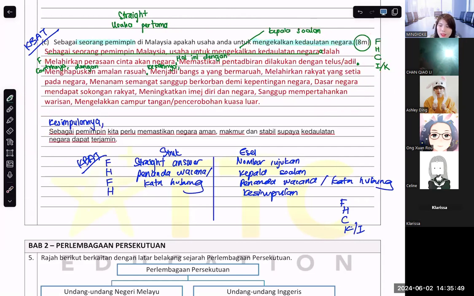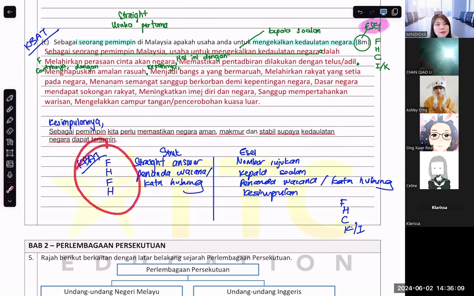Hello guys, you see? Essay 1. 8 marks is essay 1. It is definitely essay 1. So here, kesimpulannya, sebagai pemimpin, kita perlu memastikan negara aman, makmur, dan stabil supaya kedaulatan negara dapat terjamin.